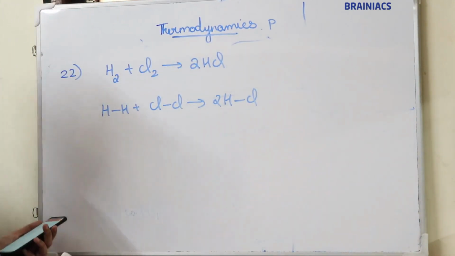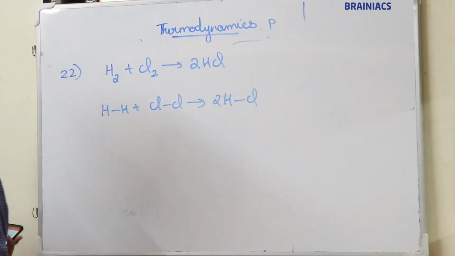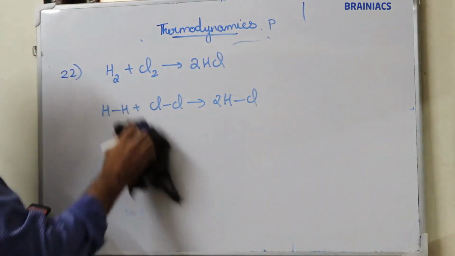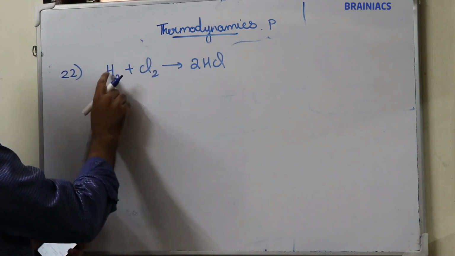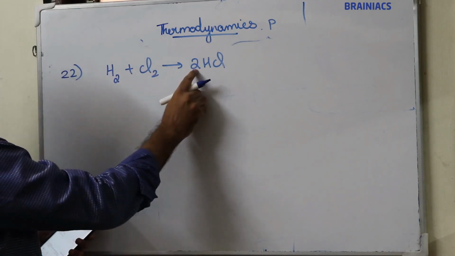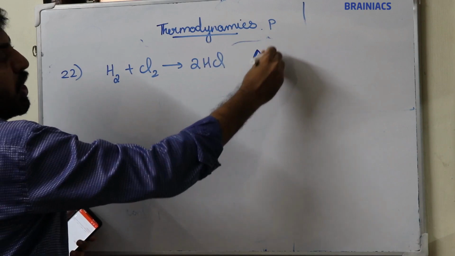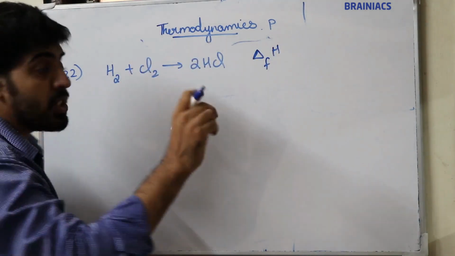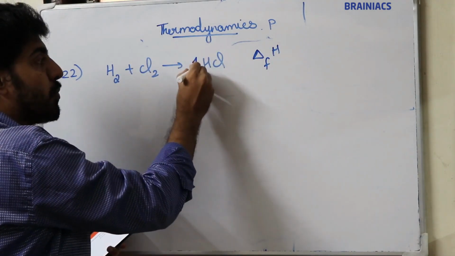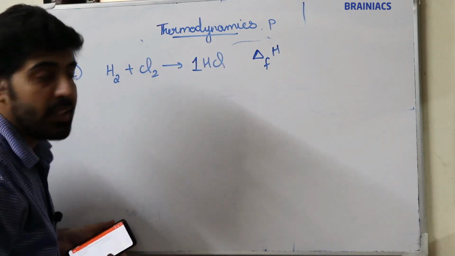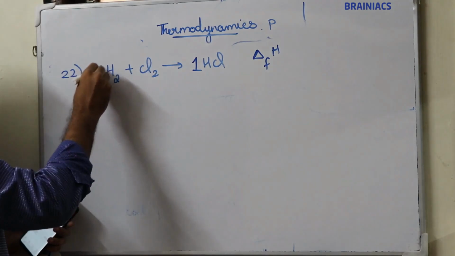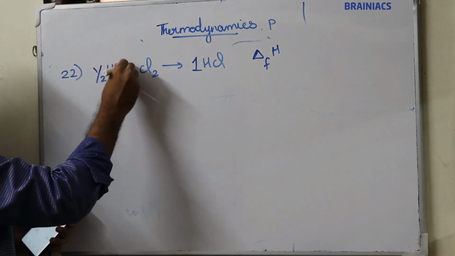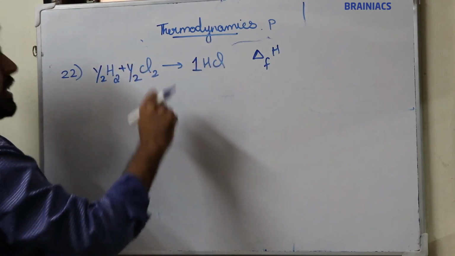What is enthalpy of formation? Enthalpy of formation means it is the enthalpy change occurring when 1 mole of a compound is formed from its constituent element. But according to this equation, H2 plus Cl2 giving 2 HCl, this is not the enthalpy of formation equation, because 1 mole of compound should be formed from its constituent element. So 1 mole of HCl should be formed from its constituent element. So you have to take half H2 plus half Cl2 is equal to 1 HCl.